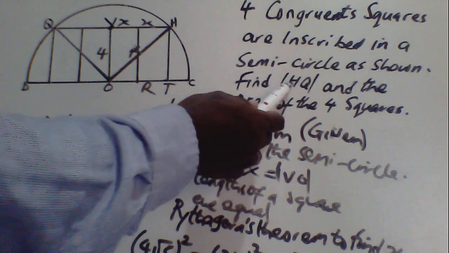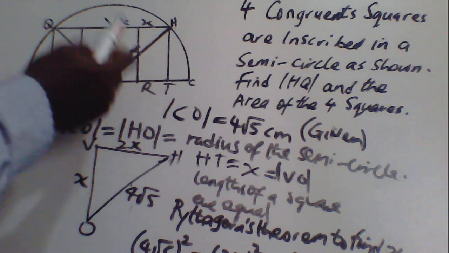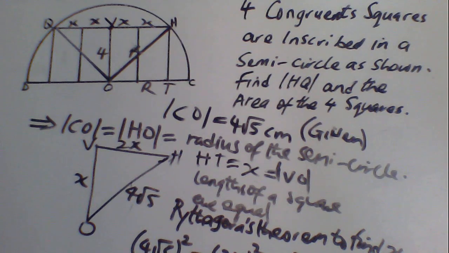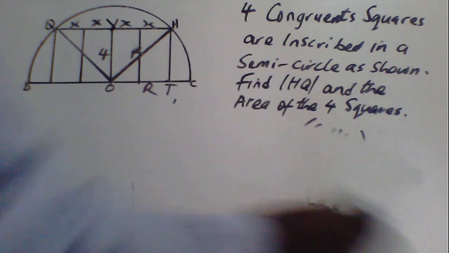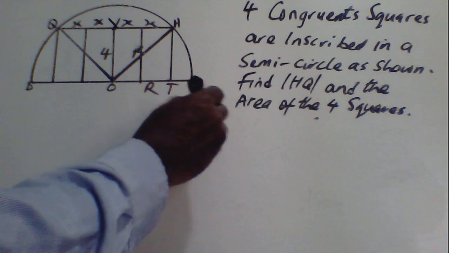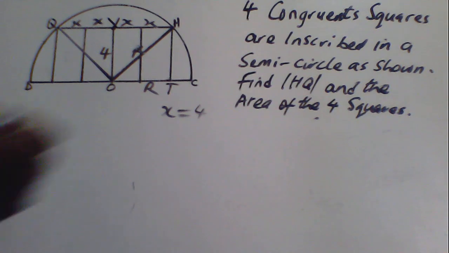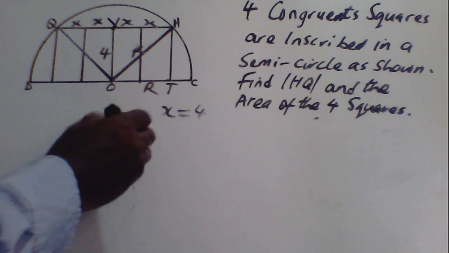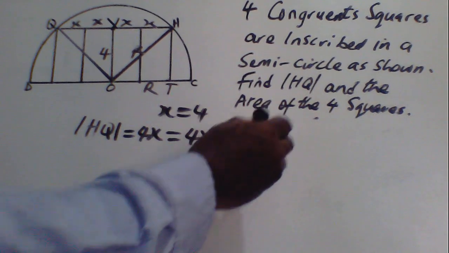We are asked to find HQ. So here is x, here is x, here is x. So we have 4x. And we got that x is equal to 4. HQ is equal to 4x. This gives us 4 times 4, since x is equal to 4, and we have 16 cm.